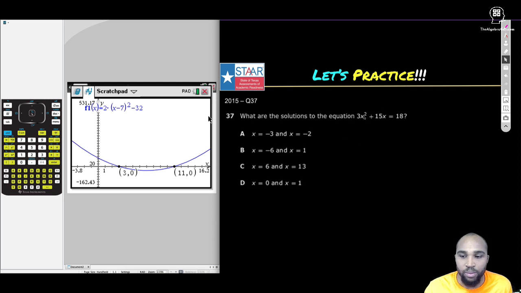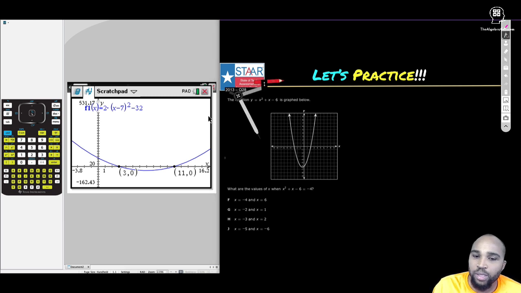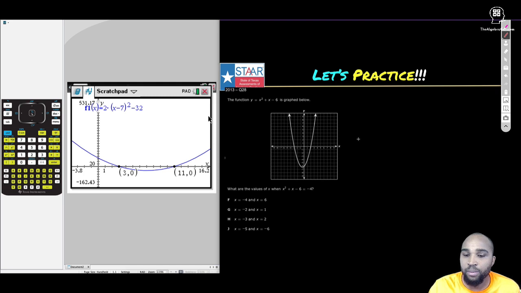This is a similar problem. Just put both equations in or subtract 18 and find the solutions. But I wanted to look at this one because this one was a somewhat missed problem. They gave you the equation and then they said, what are the values of x when x squared plus x minus 6 is equal to 4? What happens when it's equal to 4? So they gave the equation, then they said, what about when it's equal to 4? And more people missed this than I was surprised at, because I didn't think that many people would miss that one because it made sense to me.